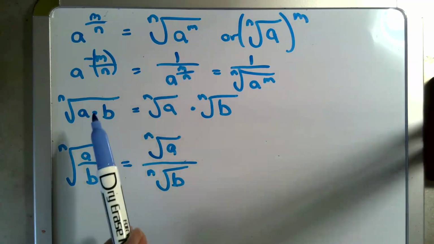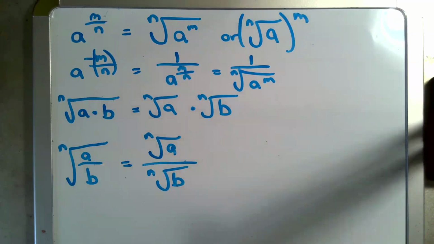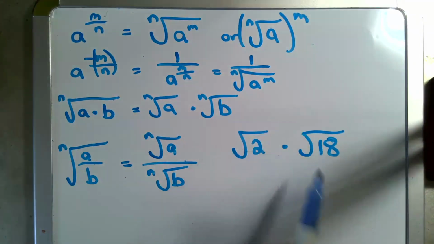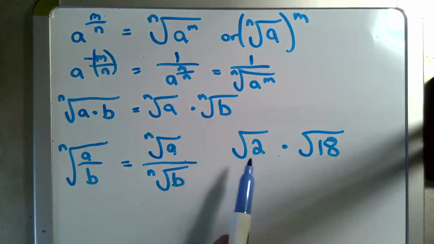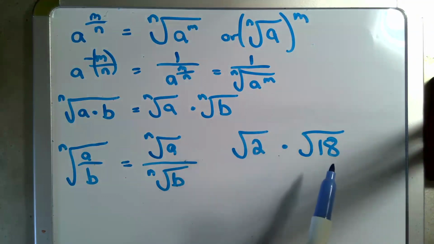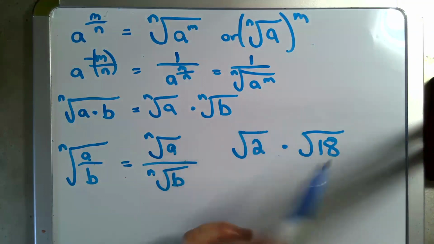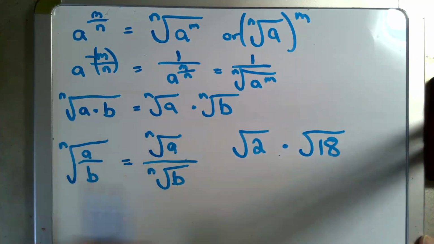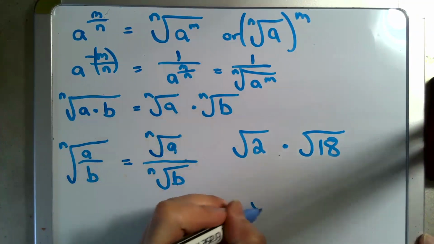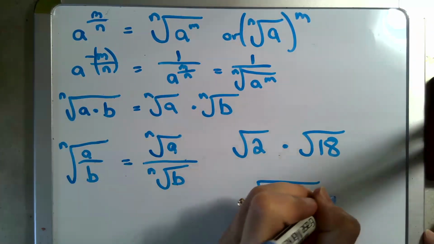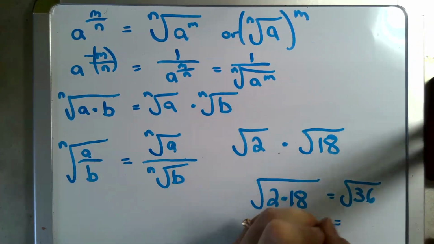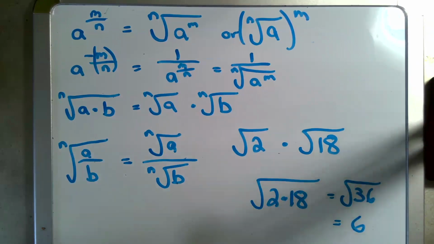For example, let's say you are given the following problem. The square root of 2 times the square root of 18. 2 does not have a perfect square root. 18 does not have a perfect square root. We could reduce it and combine like terms, but 2 times 18 is 36, and that does have a perfect square root. So if I rewrite this as the square root of 2 times 18, then that's the square root of 36, which equals 6.